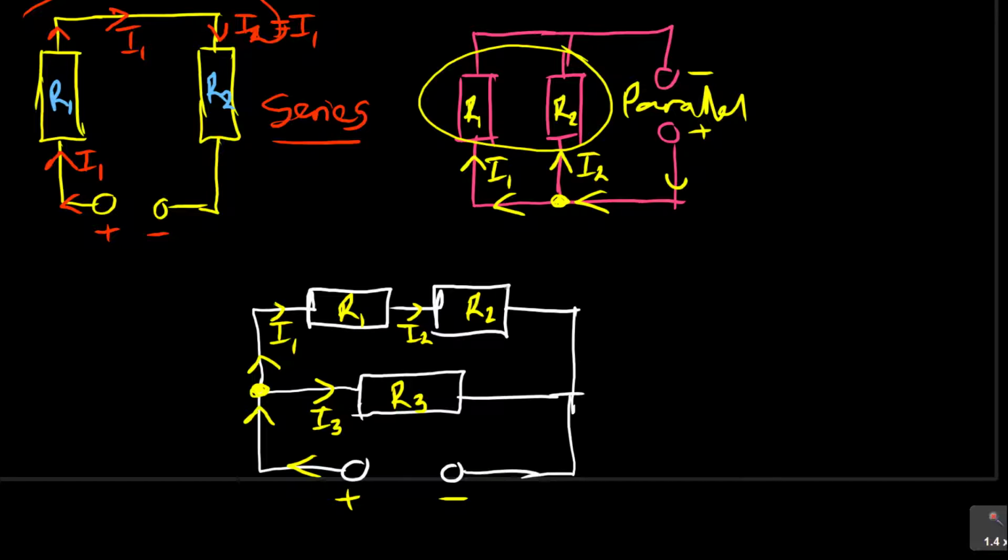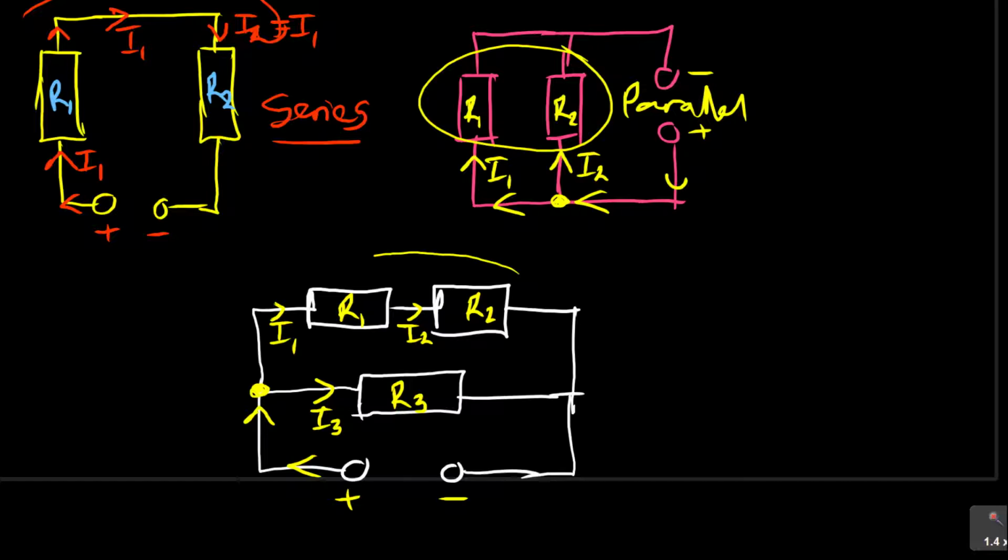Now, something is interesting in this scenario, because you can see that I1 is equal to I2. Why? Because the same current that is passing through R1 is the same current that is going to pass through R2. So you can see that we have a scenario whereby some of the resistors in the circuit are in series, and some of the resistors in the circuit are in parallel. So we call this a series parallel combination.